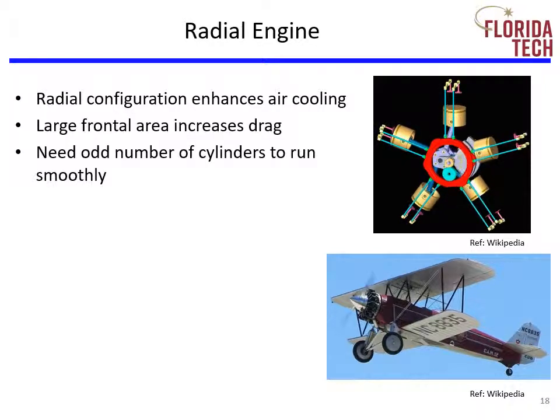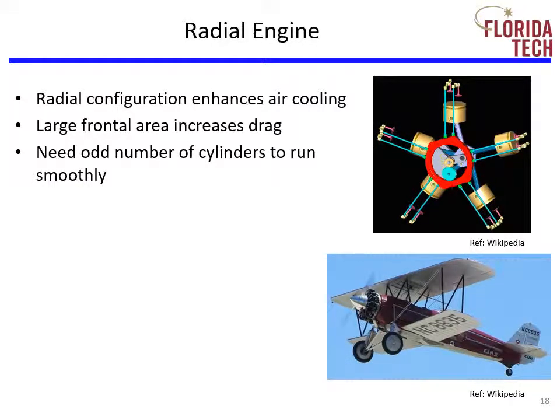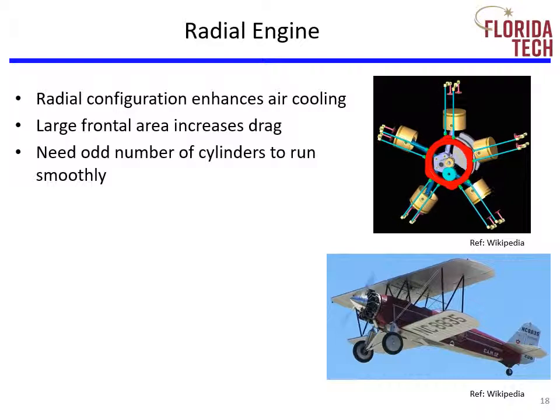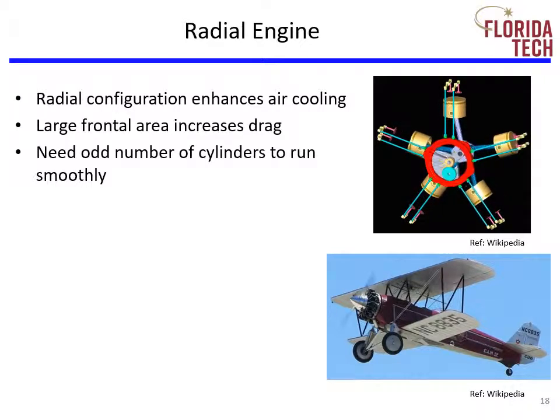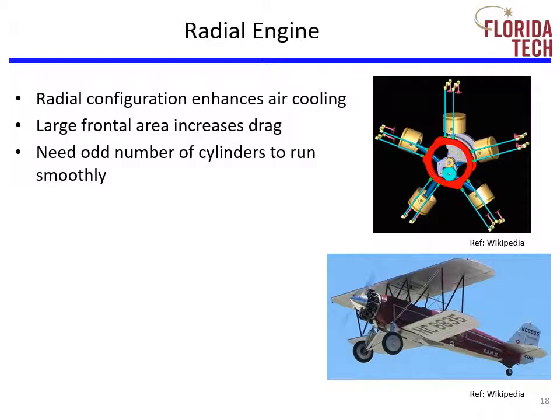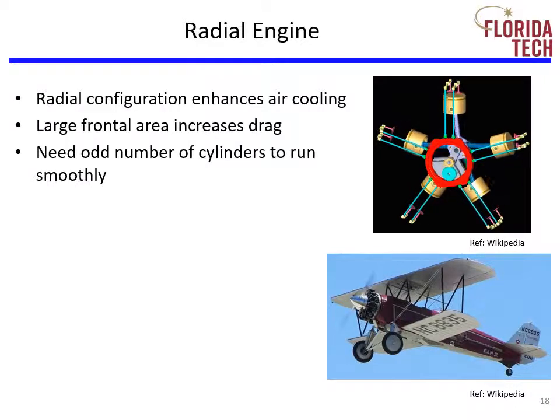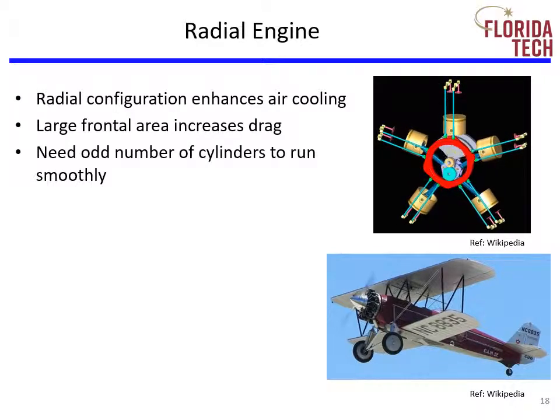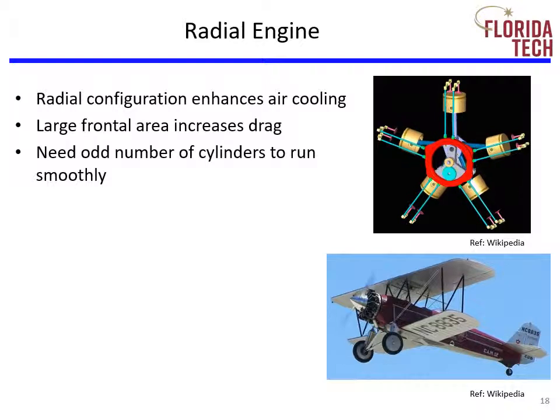Aircraft from the early days used radial engines. The radial configuration enhances air cooling, but the large frontal area increases drag. Also, you need an odd number of cylinders to run smoothly.